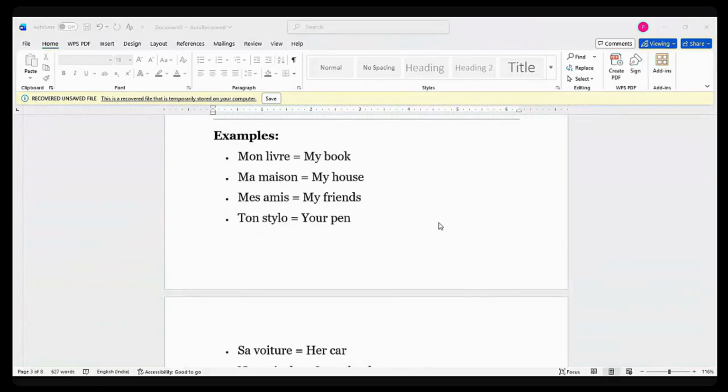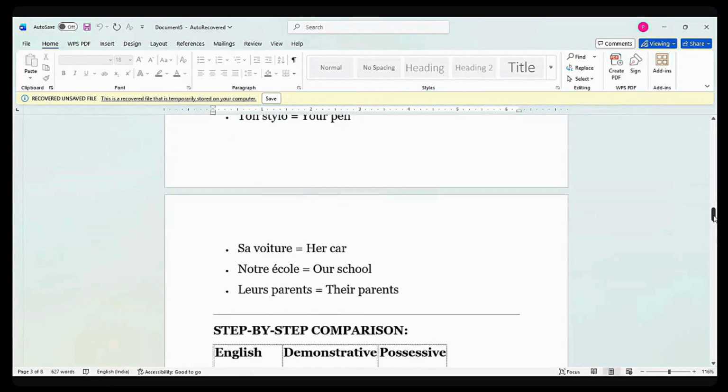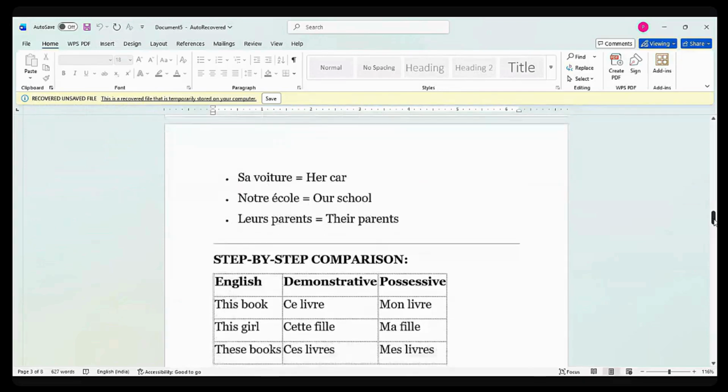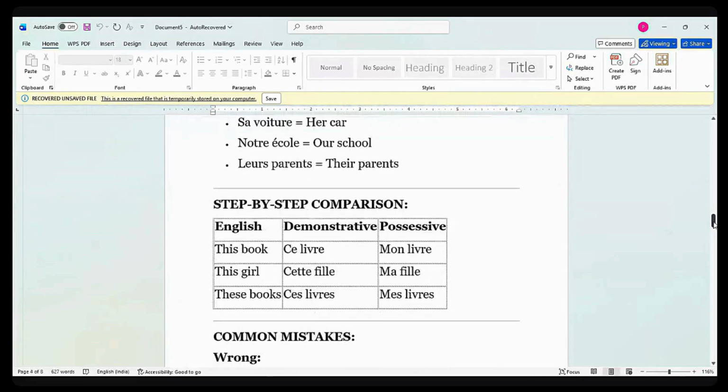Mon livre means my book, ma maison means my house, mes amis means my friends, ton stylo means your pen, sa voiture means her car. These are some examples. The same structure of possessive adjective you can use in the starting one and the last object one. Notre école, our school, leurs parents, their parents.